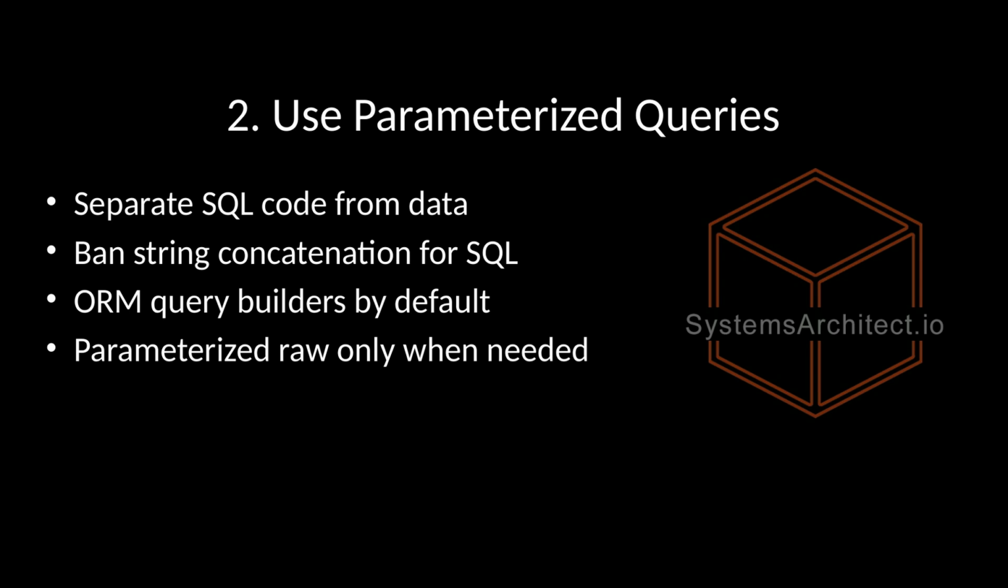SAST, Static Application Security Testing, is automated scanning of source code for security vulnerabilities. Ban concatenation via lint and SAST, and prefer ORM query builders. When raw SQL is required, use the parameterized raw API with placeholders, not template strings. Prisma, SQLAlchemy, Sequelize, Entity Framework, and similar tools parameterize by default. The danger is developers bypassing them for speed with concatenated strings. Block that in review. RDS Proxy can add pooling and IAM auth without changing safe query patterns.